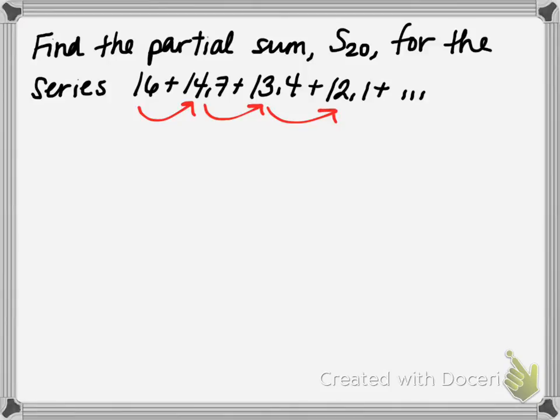And it looks like we are actually subtracting the same number each time. In other words, we'd be adding a negative number. And if that's the case, then this means this is an arithmetic series because we have a common difference.